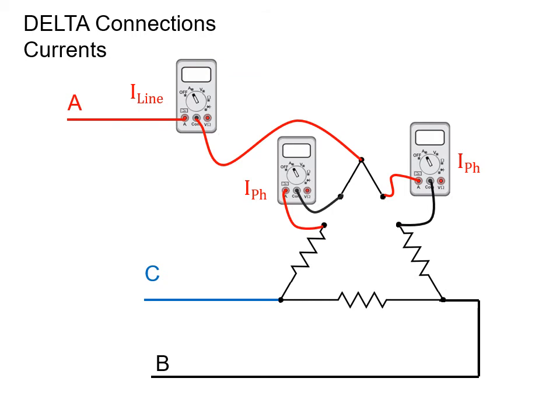So when I take a look at my line current coming in, and I have 20 amps coming in, that current coming in will get to the node and break up. So if I take my 20 amps and divide by root 3, we will end up with approximately 11.54 amps in each phase. Again, our line current is bigger than any phase by a factor of root 3.